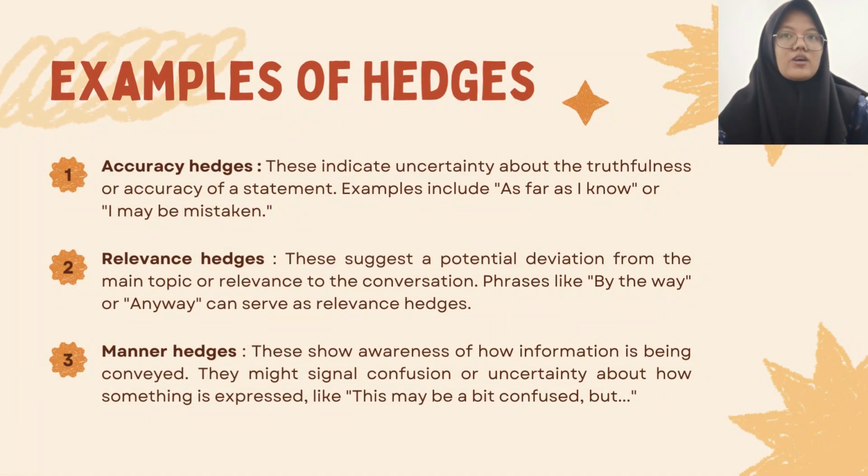Examples of hedges. Accuracy hedges. These indicate uncertainty about the truthfulness or accuracy of a statement. Examples include "as far as I know" or "I may be mistaken." Relevance hedges. They suggest a potential deviation from the main topic or relevance to the conversation. Phrases like "by the way" or "anyway" can serve as relevance hedges. Manner hedges. They show awareness of how information is being conveyed. They signal confusion or uncertainty about how something is expressed, like "this may be a bit confused, but".